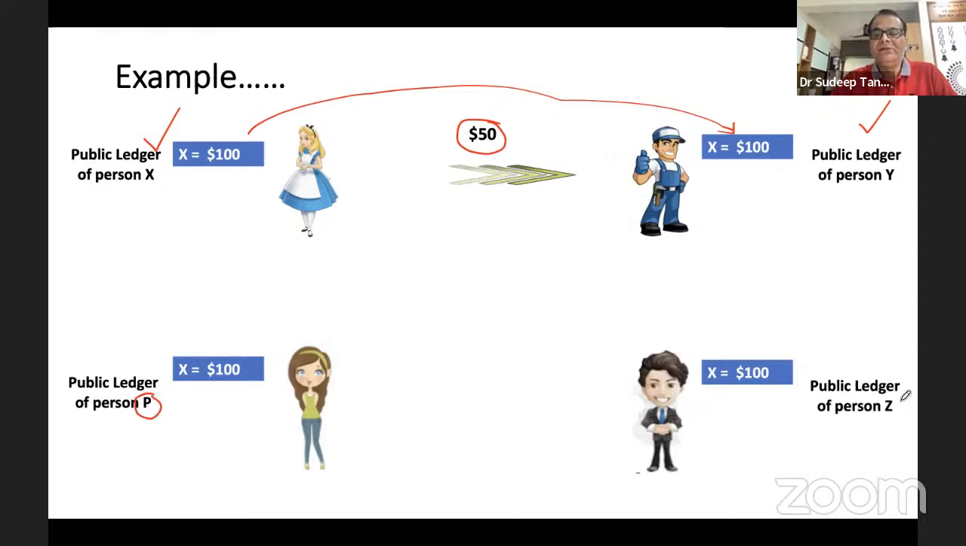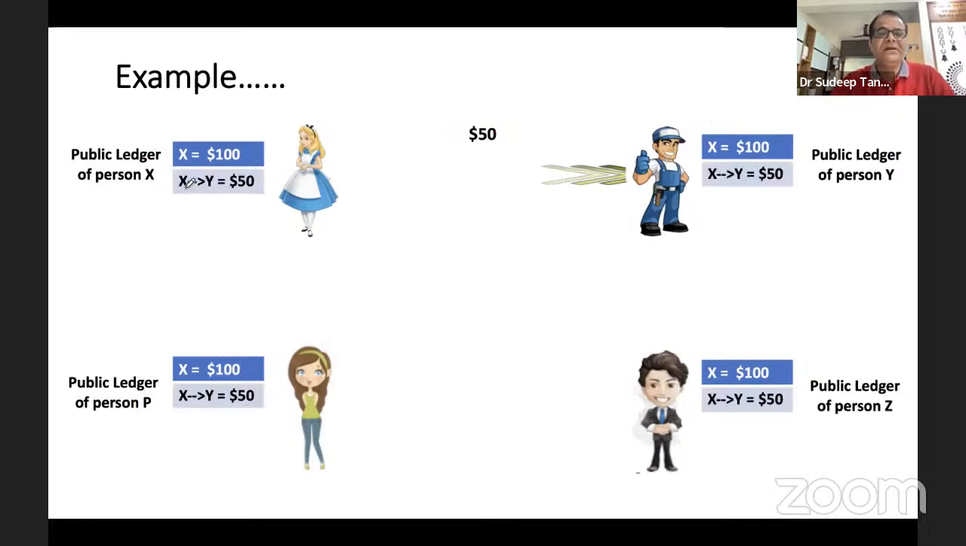Okay. But in case of blockchain technology, what happens? In case of blockchain technology, this information that X has transferred $50 to Y is captured by the ledger maintained by each and every node. That means X has transferred $50 to Y. This information is captured by P, and this information is captured by Z, although P and Z are not a party to this transaction.